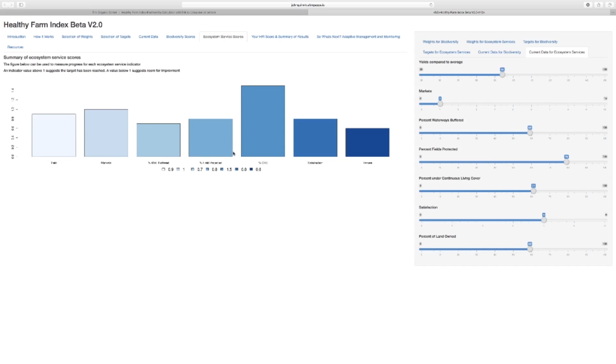We can look at the same numbers for ecosystem services. We've actually already surpassed our target for continuous living cover, so we're doing well there. But we would like to own more of our land. Our yields are slightly below where we want to be. Looking at these figures helps you recognize what you're doing well and where you want to improve. What you could do next is say, okay, I'm going to choose one of these and focus on improving that. So I'm going to focus on waterways that are buffered here, number 3. And for the next year, this will be my conservation or management priority.